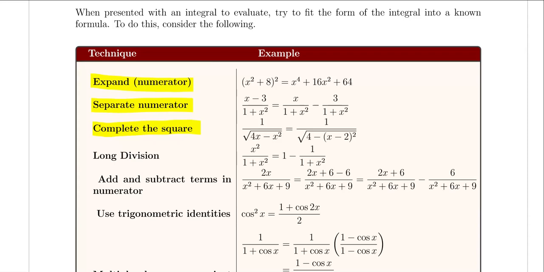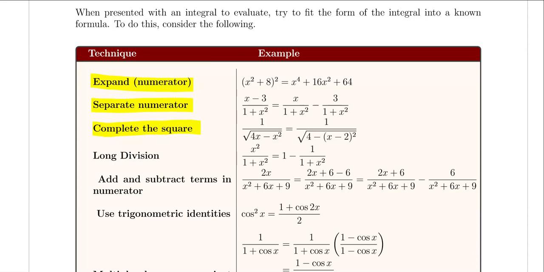Now as it stands, it doesn't seem like we would be able to easily integrate this function. However, if we complete the square on the radicand, we have 1 over the square root of 4 minus (x minus 2) squared. Now at this point you might be thinking, well, it doesn't look any simpler. However, if you remember your integration techniques involving the inverse trigonometric functions or sometimes the hyperbolic functions, then this integral is actually quite manageable.